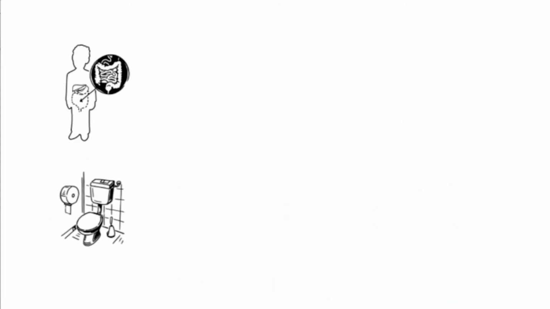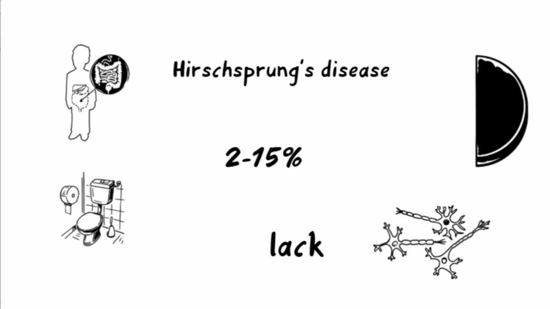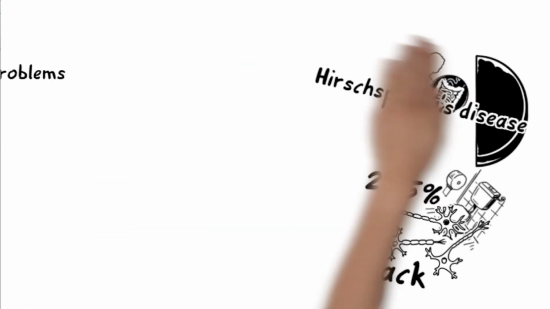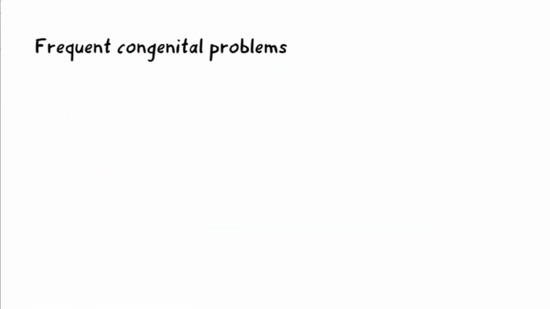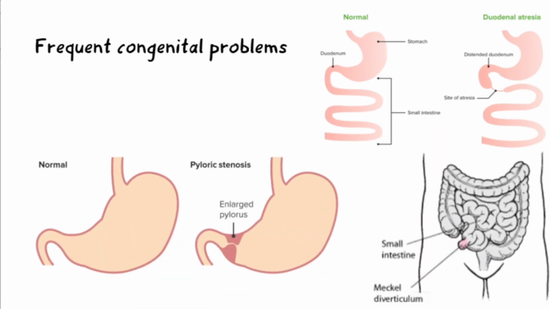Gastrointestinal. Constipation occurs in nearly half of people with Down syndrome. One potential cause is Hirschsprung's disease, occurring in 2 to 15%, which is due to a lack of nerve cells controlling the colon. Frequent congenital problems include duodenal pyloric stenosis and Meckel diverticulum.